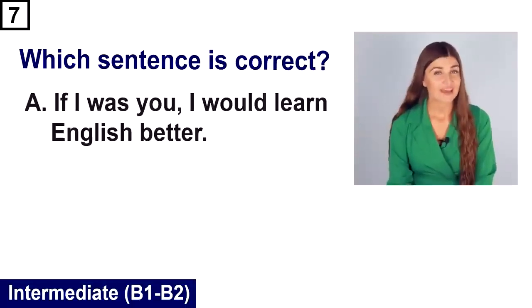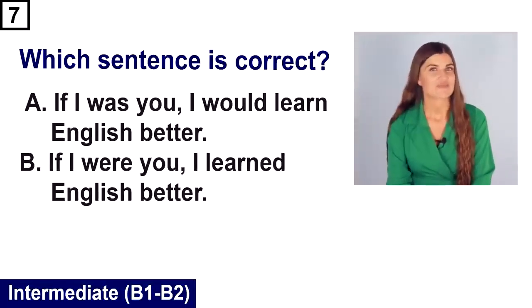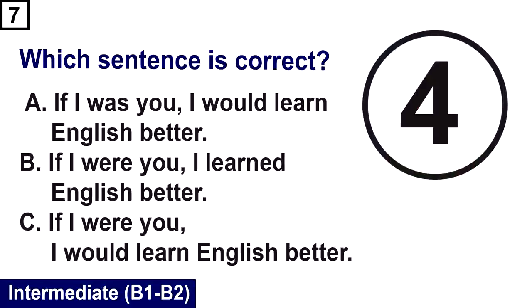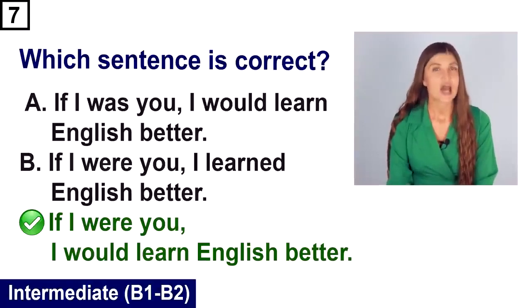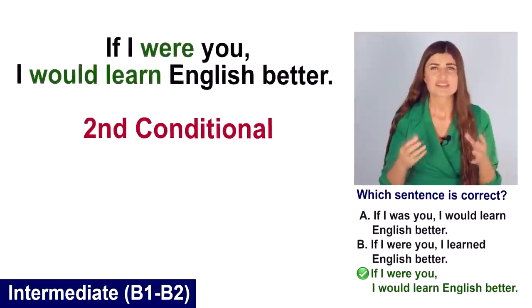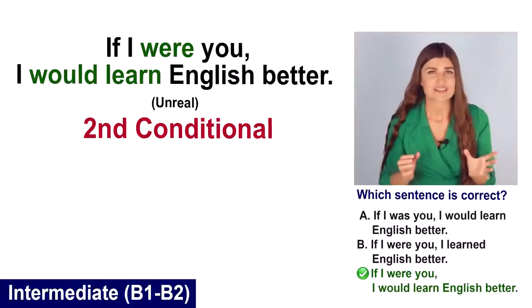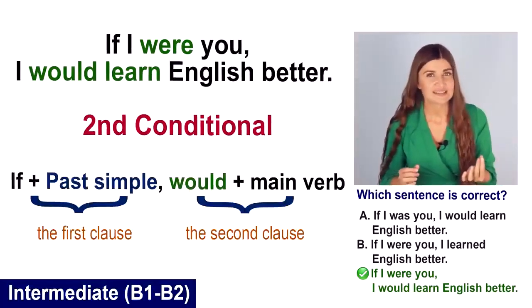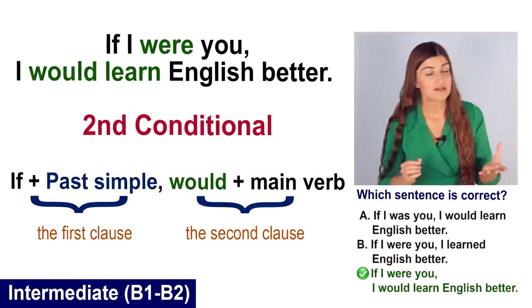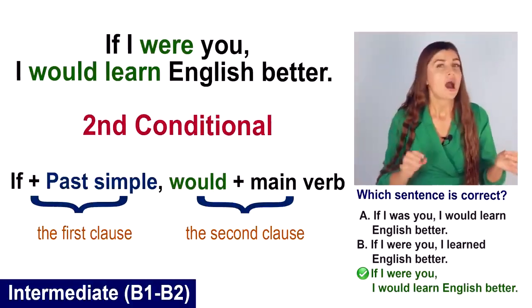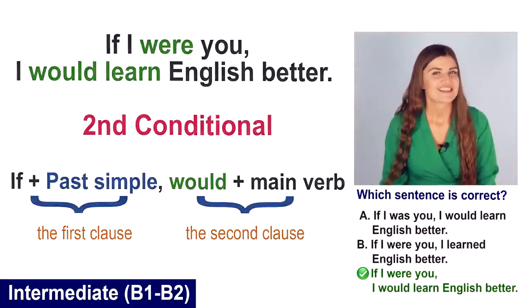The next question. Which one is correct? If I was you, I would learn English better. If I were you, I learned English better. If I were you, I would learn English better. Again, this is a conditional sentence. We use the second conditional when we're talking about an imaginary situation. If I were you, this is an unreal situation. In second conditional sentences, the first clause is the past simple and the second clause is would plus a verb infinitive. If I were you, I would learn English better. This is the correct answer.